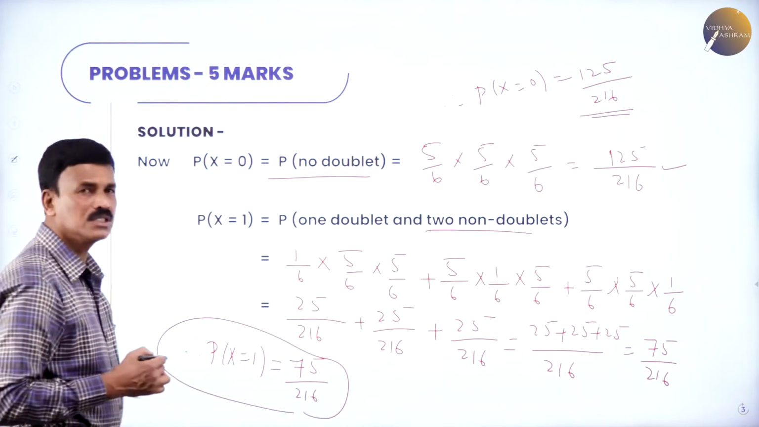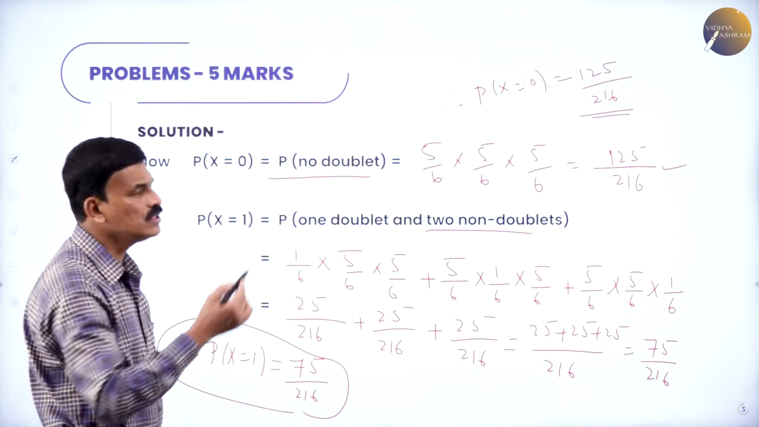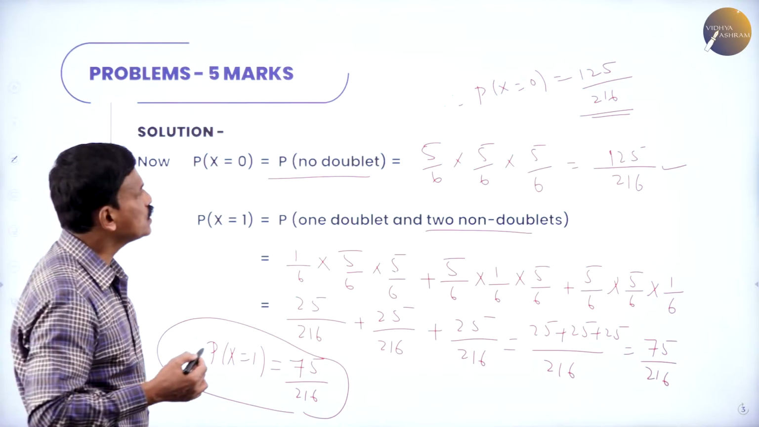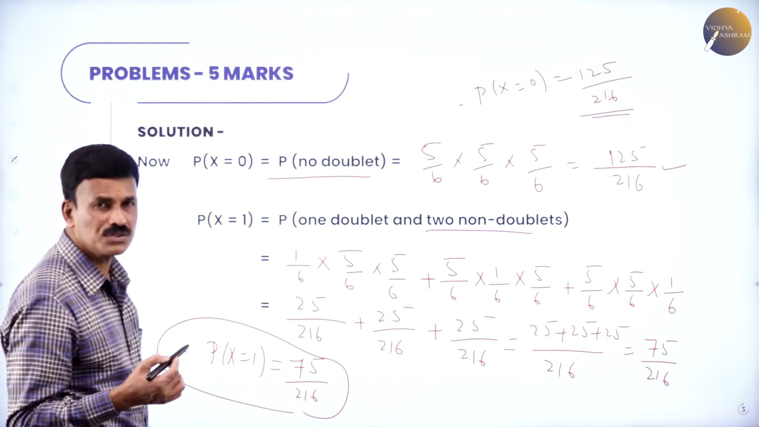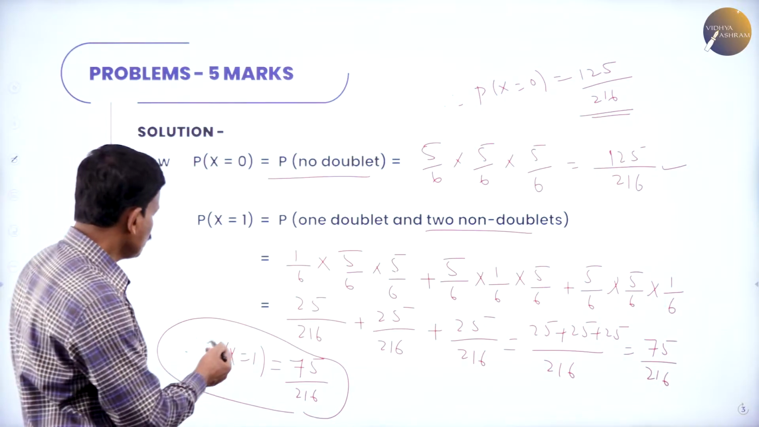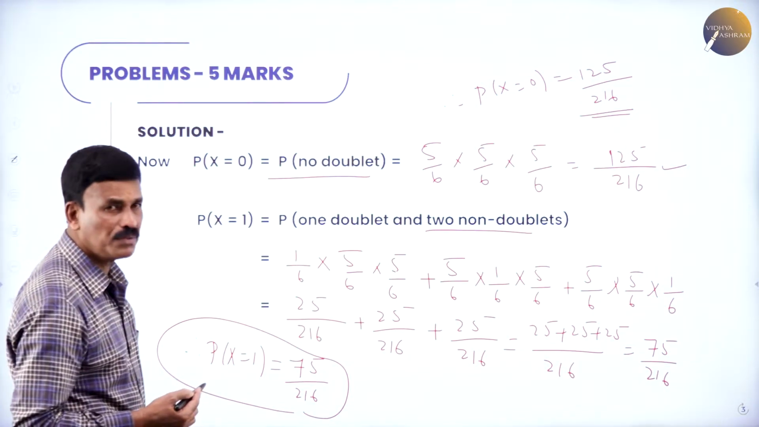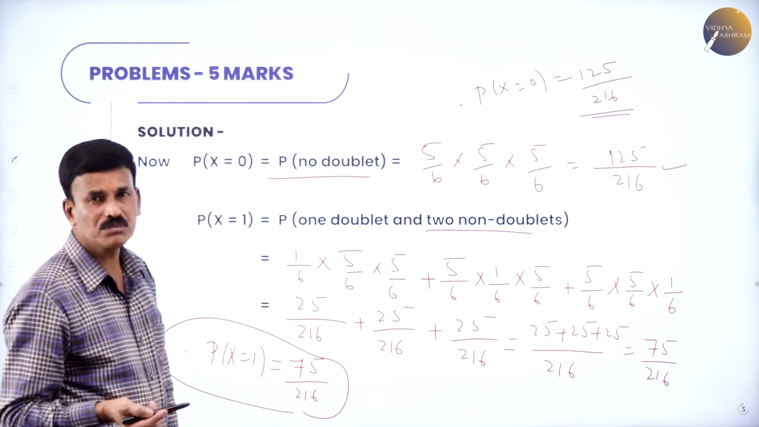This is the case 2. Okay. When x is equal to 0, P of x is equal to 0 is 125 by 216. P of x is equal to 1 is 75 divided by 216. Now let us come to the case 3.